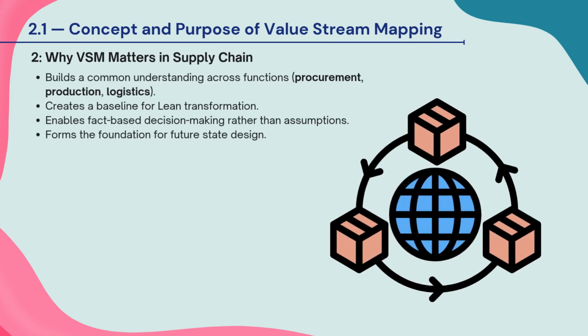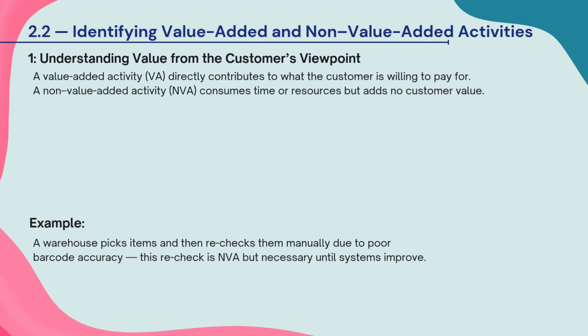This slide explains why value stream mapping is important in the supply chain. VSM helps build a common understanding among different functions like procurement, production, and logistics. It provides a clear baseline to support lean transformation. VSM also enables fact-based decision-making by showing actual process data instead of assumptions. Finally, it helps design an improved future state process, leading to better efficiency, reduced waste, and improved overall supply chain performance.